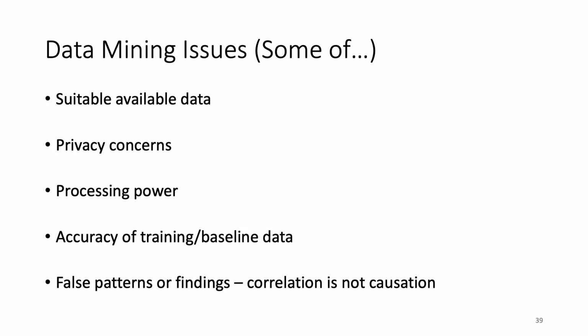We have issues of processing power. We have all this data. Great. In theory, if we had an infinite number of processors, an infinite number of processing worker threads, we could do whatever we want with it, but we require something to do it. And how accurate is the training or the baseline data that we get out?